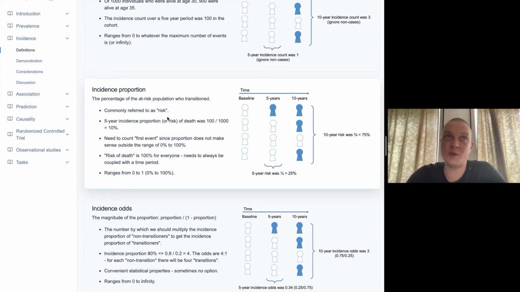Just like prevalence proportion, when we say prevalence, we actually mean prevalence proportion most of the time. When we say risk, we actually mean the incidence proportion most of the time. So the 5-year risk was 1/4, 25%. After 10 years, there were 3 individuals who had the factor, so now the 10-year risk was 3/4, 75%.